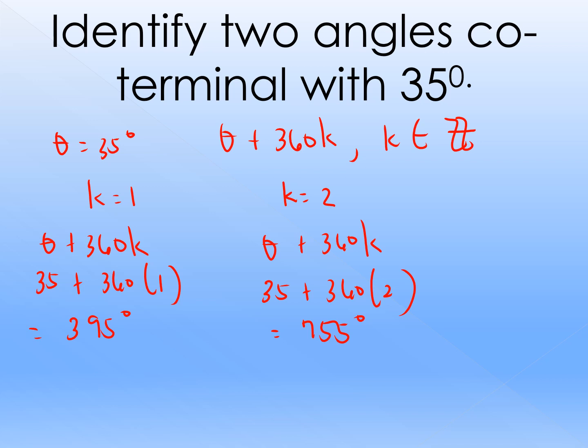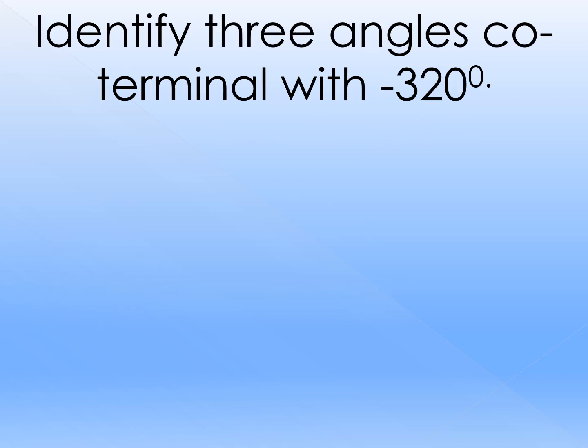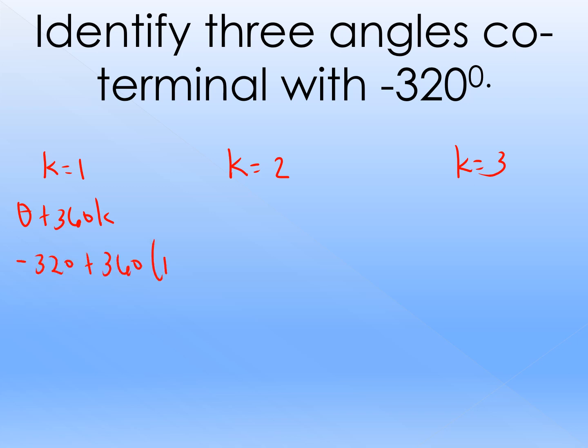Let's try another example. Identify three angles coterminal with negative 320 degrees. So, we're going to use k equals 1, k equals 2, and k equals 3. Let us now apply the formula theta plus 360k and then substitute the given values. Our theta is equal to negative 320 degrees. So let's have negative 320 plus 360 times 1, and the answer is equal to 40 degrees.